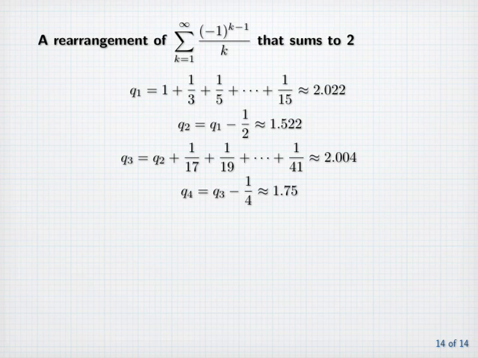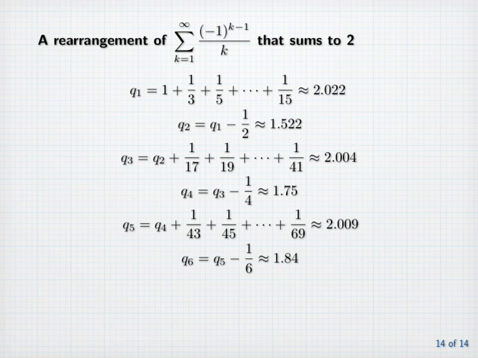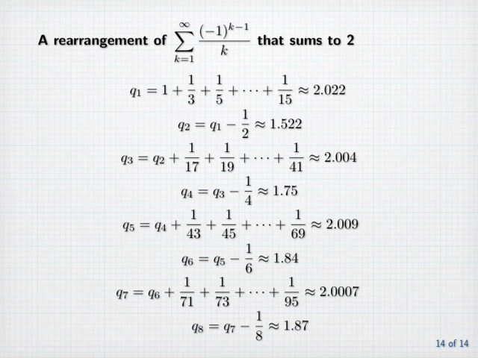Next we add positive terms again until we get a total that's greater than 2, and then backtrack and add a negative term to bring the total back down below 2. And we just continue this process. The infinite sum that we're constructing is in fact a rearrangement of the original series because it eventually contains every term in the series, and in fact the partial sums of this rearrangement converge to the number 2. And using more or less the same general procedure, we could rearrange the terms of this series so that they sum to any number whatsoever.